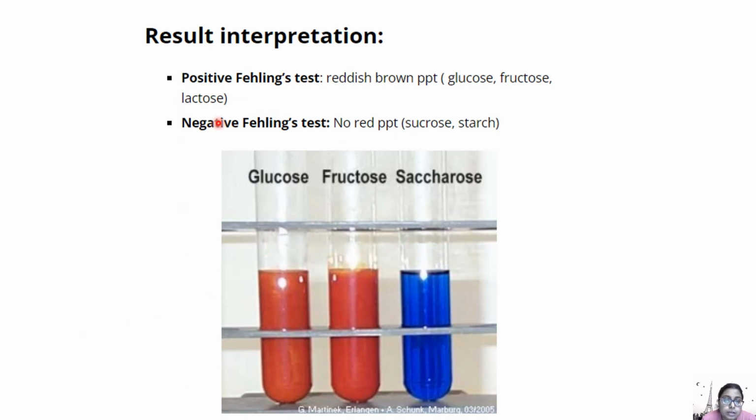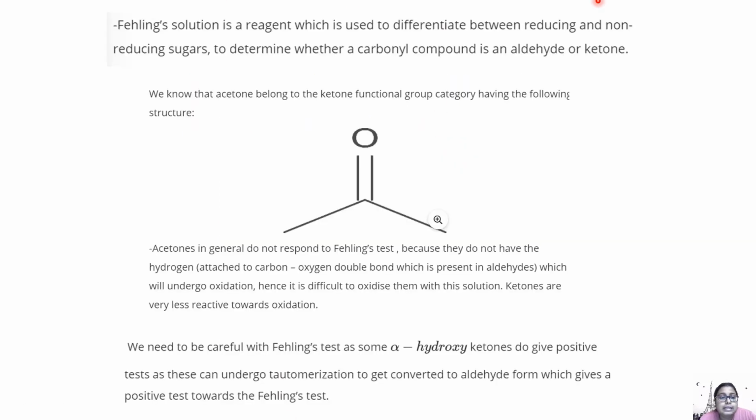So you can see over here, a positive Fehling's test shows a reddish brown precipitate in glucose, fructose. But it will show a negative Fehling's test in case of sucrose, starch, because sucrose, trehalose, these are non-reducing disaccharides. So basically, Fehling's solution is a reagent which is used to differentiate between the reducing and the non-reducing sugars, to determine whether a carbonyl compound is an aldehyde or a ketone.